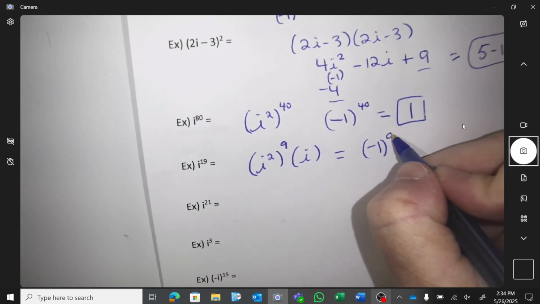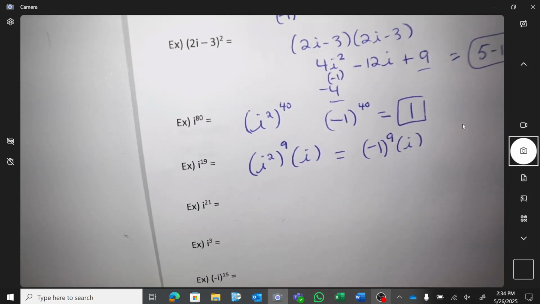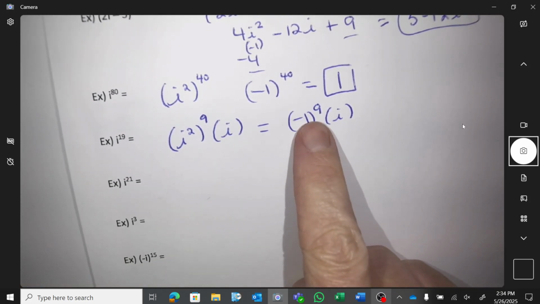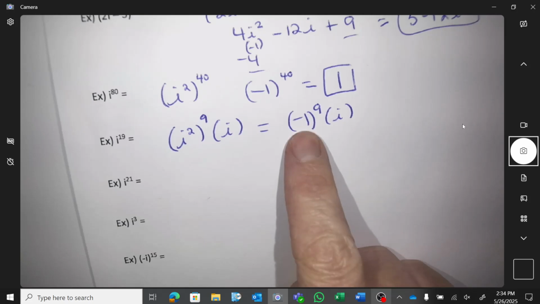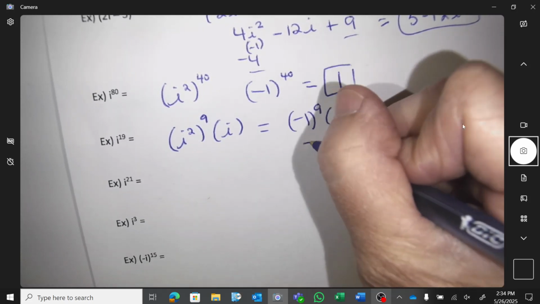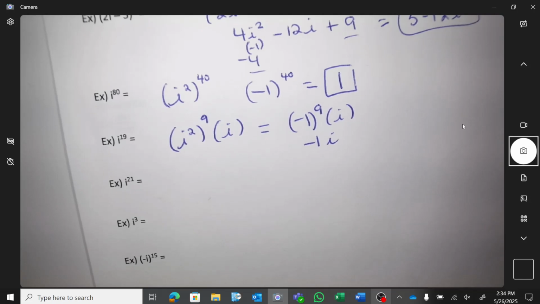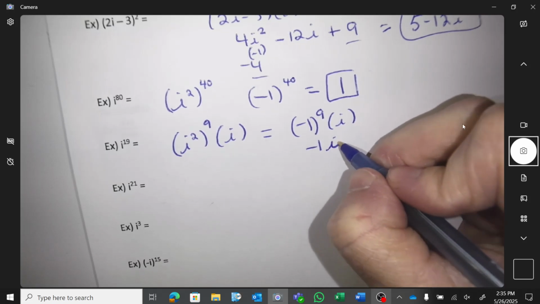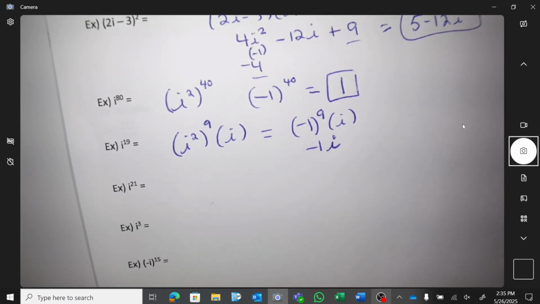Now, what's i squared? Negative 1. Negative 1 repeated 9 times. Negative 1 times negative 1, 9 times is negative 1. And then an i. And you have to leave the i, right? If you have an i, you can't go any more. Do we have to make the i fancy? No, you don't have to make it fancy.